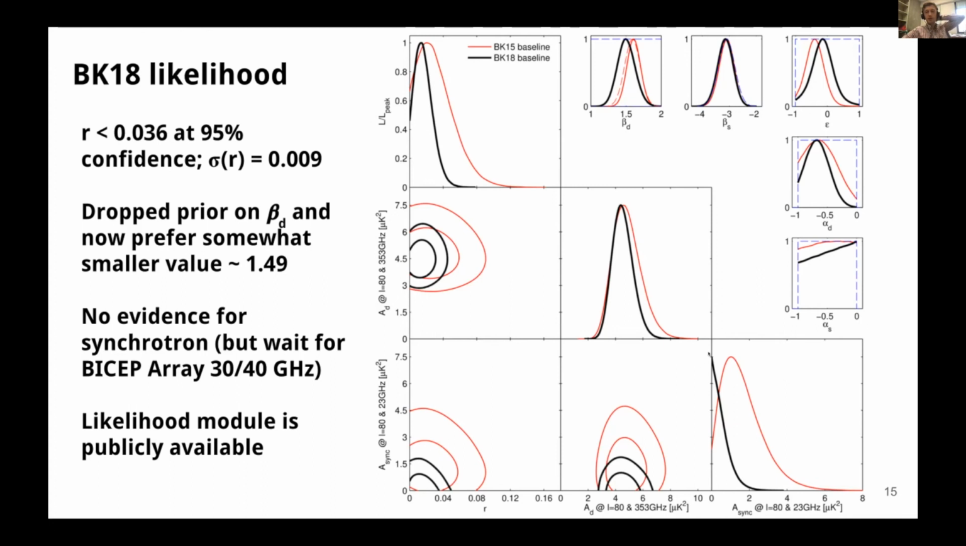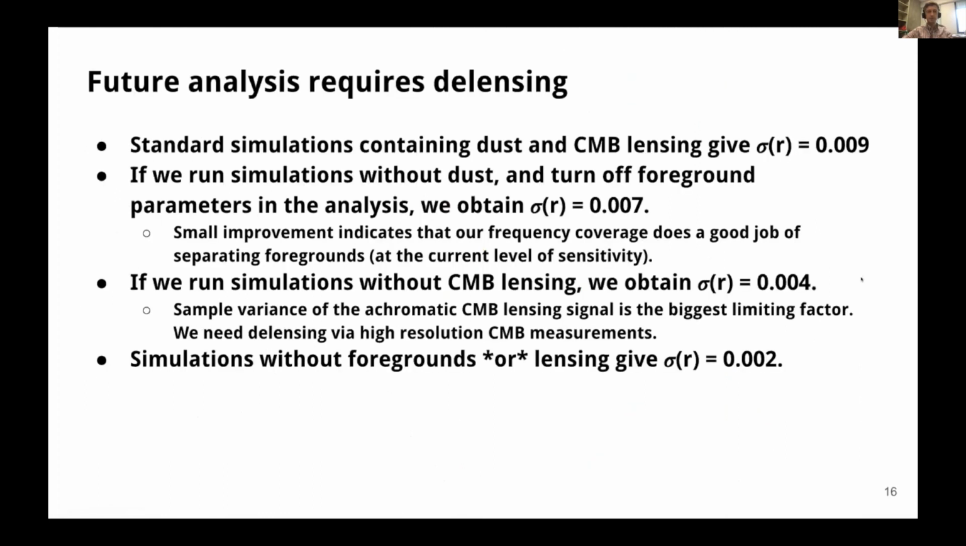In this bottom right panel, we don't really see any evidence of synchrotron at this time. In BK15, there seemed to be some low significance hint of synchrotron, and that seems to have gone away with the new data. But of course, there is this 30-40 gigahertz BICEP array data that's currently being taken, and that will have very much improved sensitivity to synchrotron. So I think it's very likely that we'll see something once those maps have been fully analyzed.